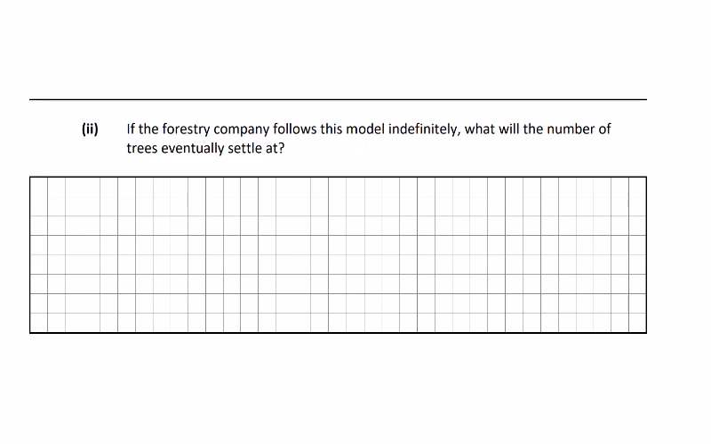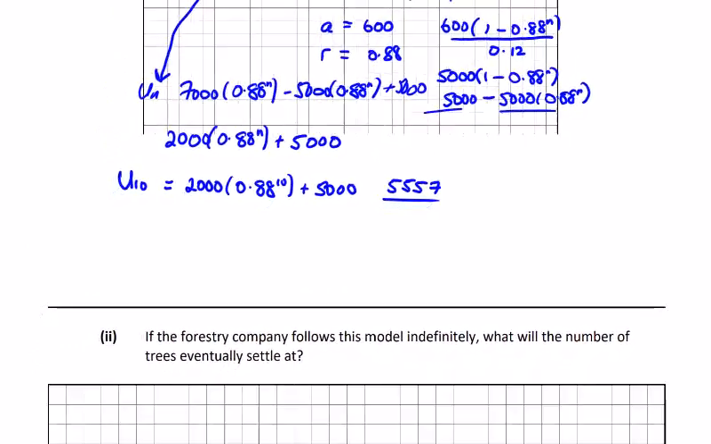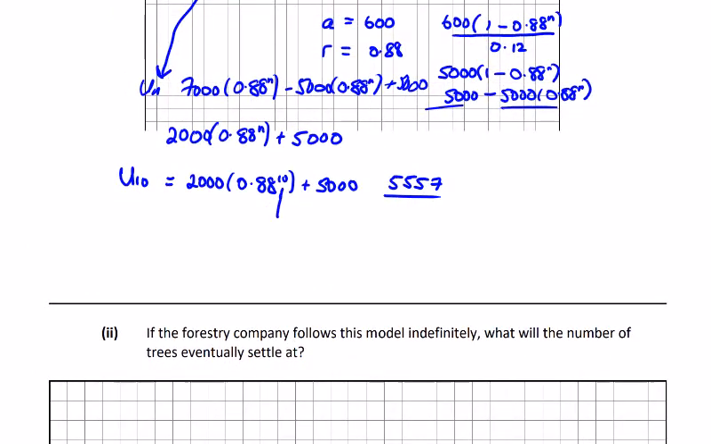Second part is, if the forestry company follows this model indefinitely, what will the trees eventually settle at? So as n tends to infinity, this will tend to 0. So therefore the trees will settle around 5,000.